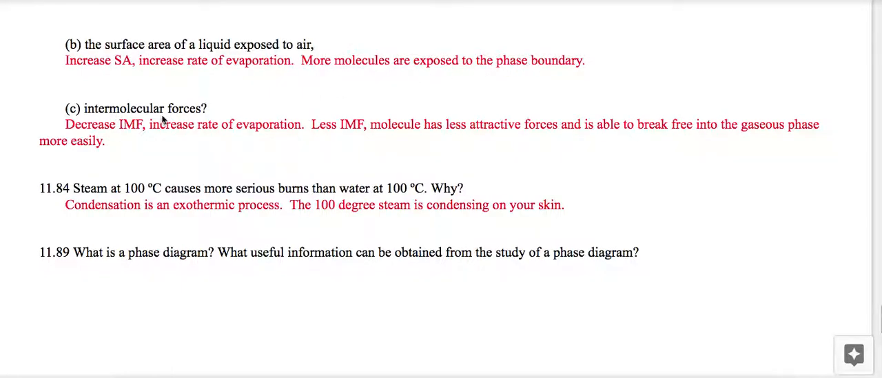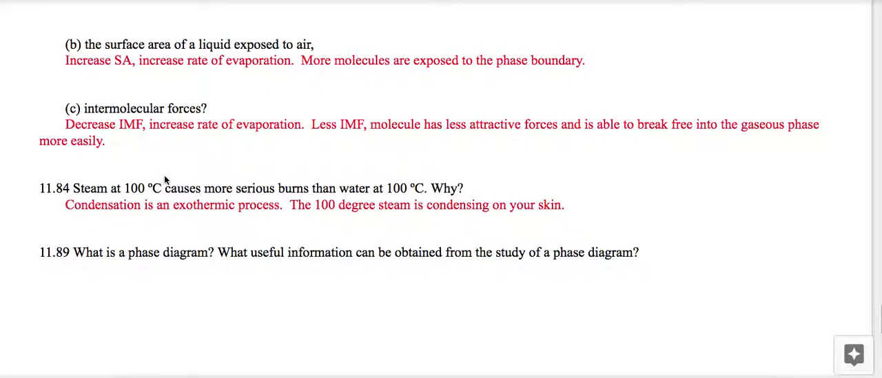If we increase intermolecular forces, the rate of evaporation is going to decrease. So I have written here the opposite. If you decrease the intermolecular forces, that increases the rate of evaporation. That's because when we have less attractive forces between the molecules, they're able to break free into the gaseous phase more easily.